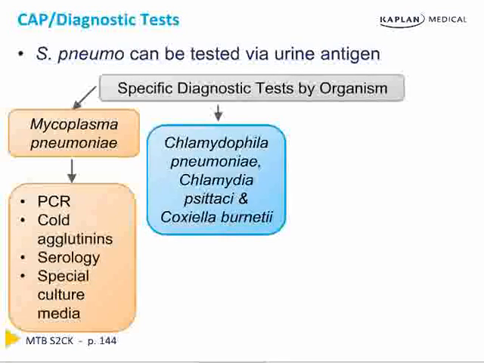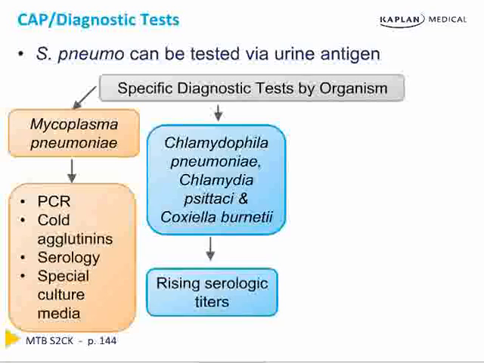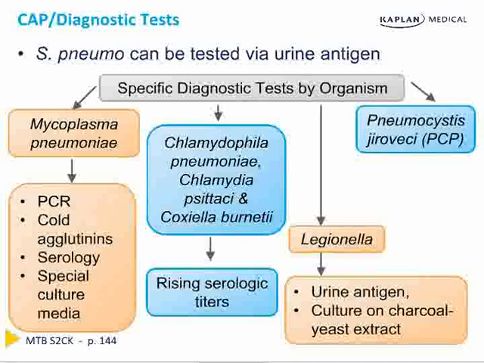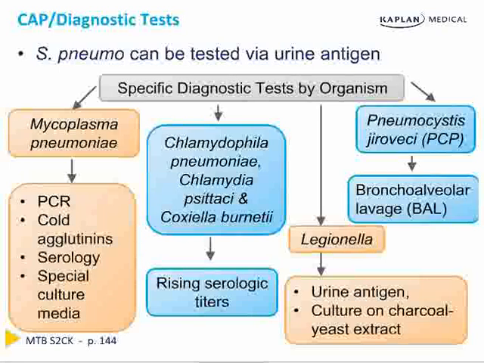For chlamydia pneumonias as well as Coxiella, you can simply use serologic titers, which, if rising from a previous baseline, are indicative of a current infection. For Legionella, there's also a urine antigen similar to that for strep pneumo, or you can culture Legionella on a charcoal yeast extract. Lastly, for PCP pneumonia, you have to do bronchial alveolar lavage, or BAL, to get a good enough sample to tell if a patient has PCP.